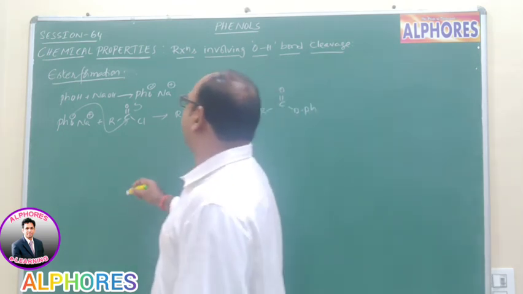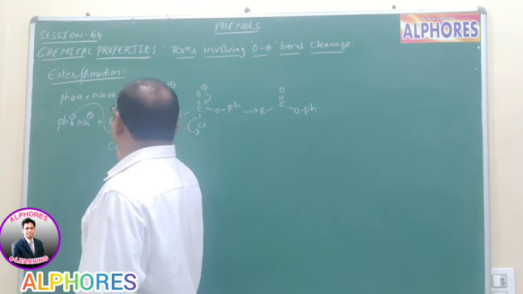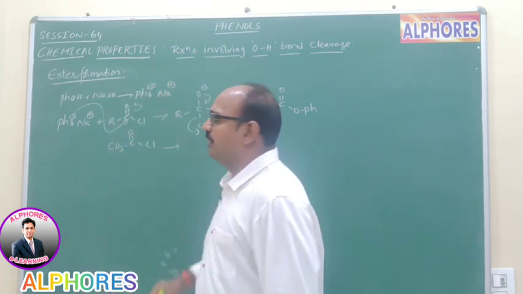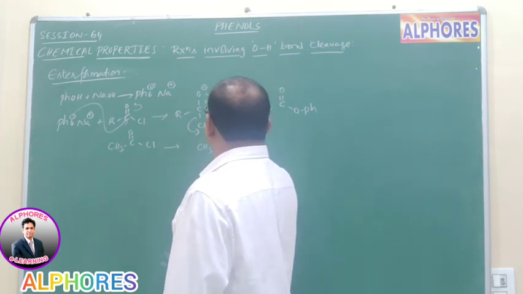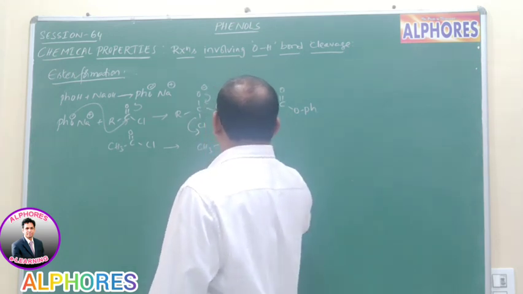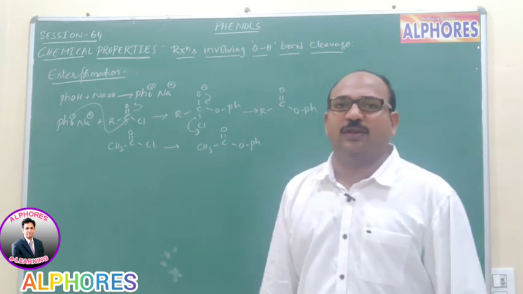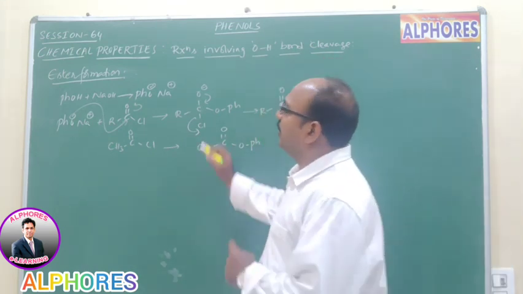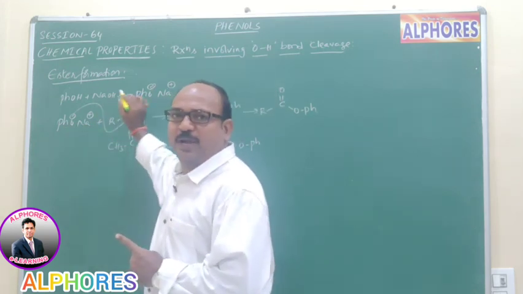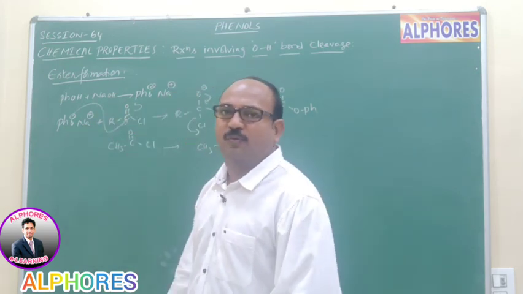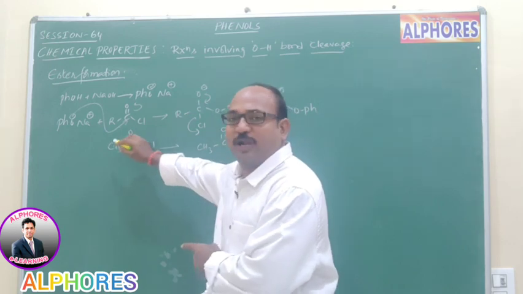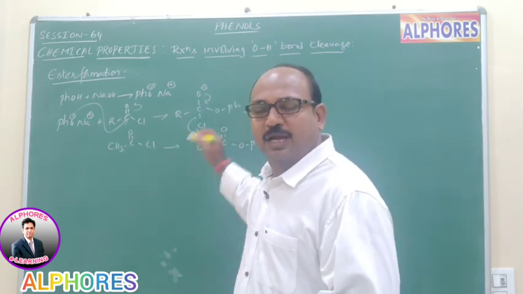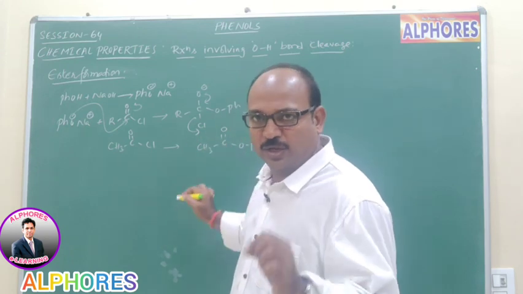Phenolic ester. If RC=OCl is acetyl chloride, CH3C=OCl, then we are getting CH3C=OOPh. It is called phenyl acetate or phenyl ethanoate. So sodium phenoxide upon reaction with the acid chloride, meaning acetyl chloride, we are getting phenyl acetate, also called phenyl ethanoate.